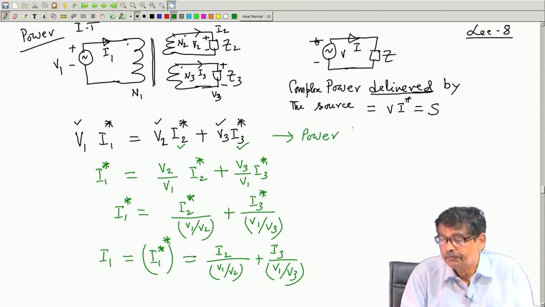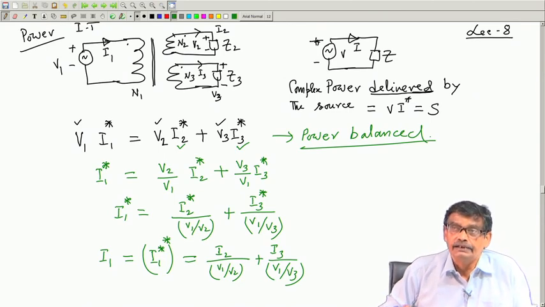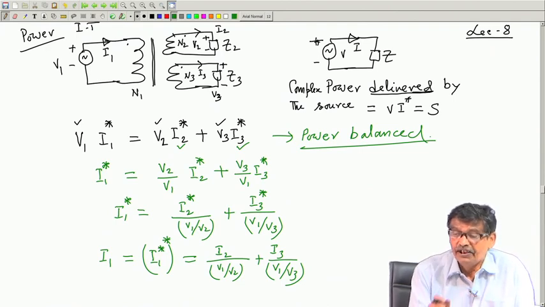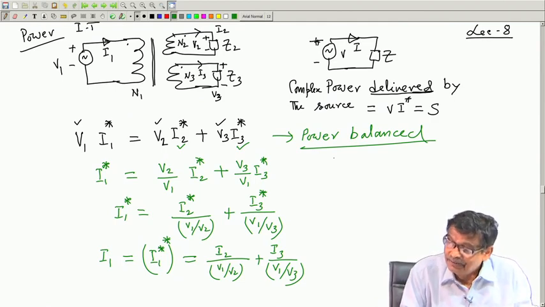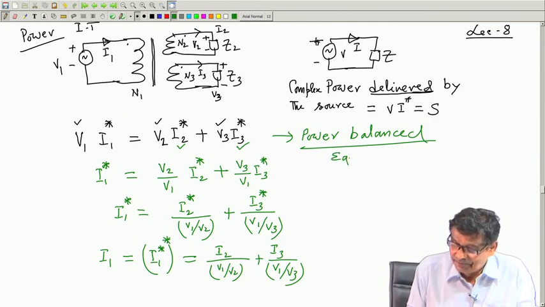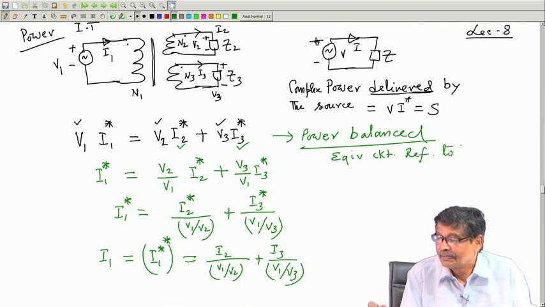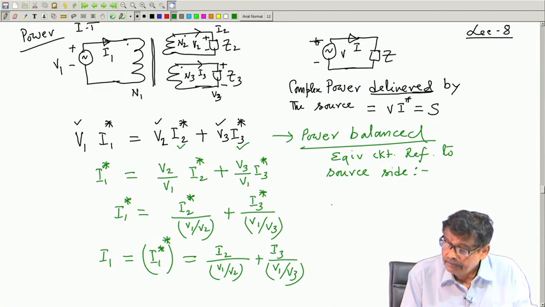Mind you, power balance means both reactive and real power should be balanced. So, here is a nicer way of handling the situation. You have understood this. Only thing is, if I want to draw the equivalent circuit referred to the primary side, what will it be? This equation will help me out: the equivalent circuit referred to the source side.